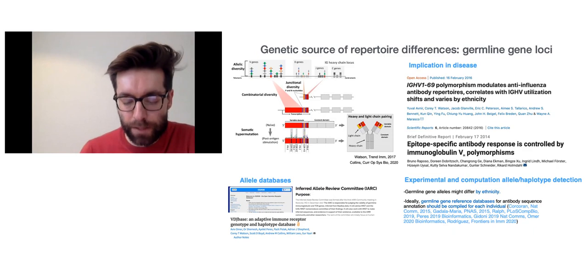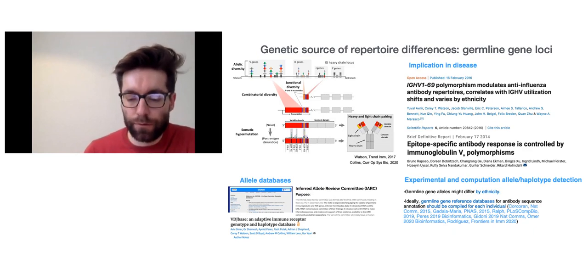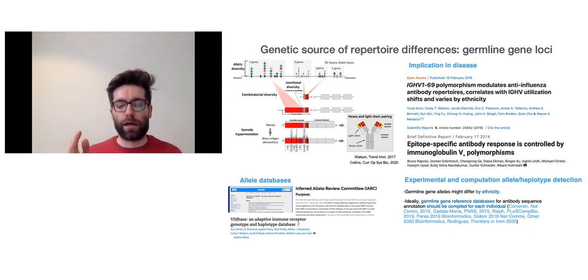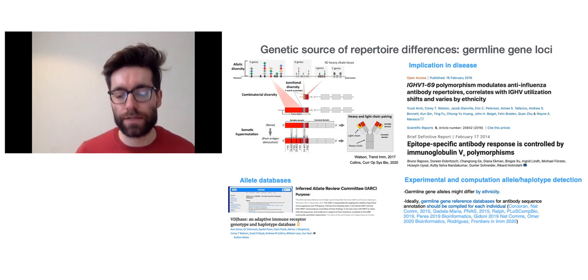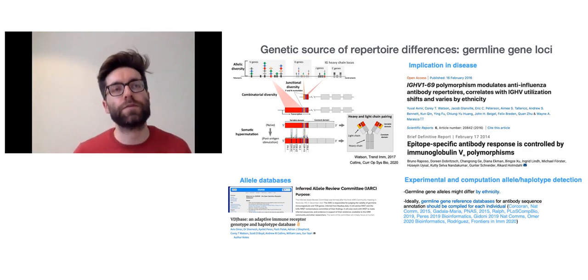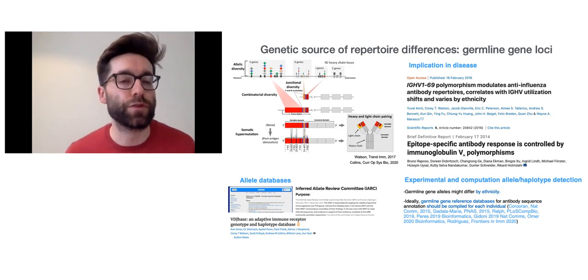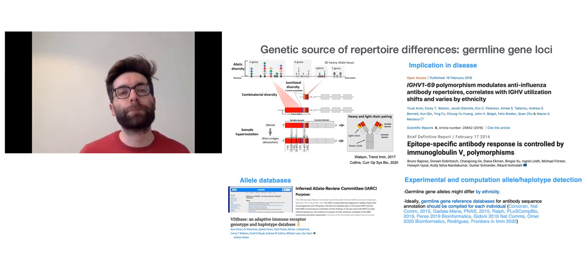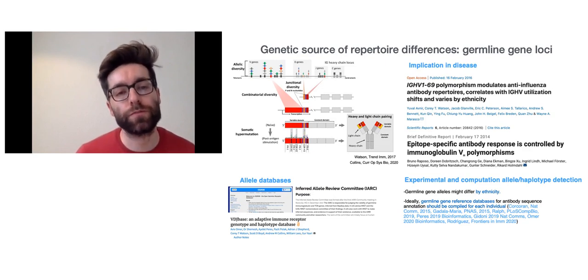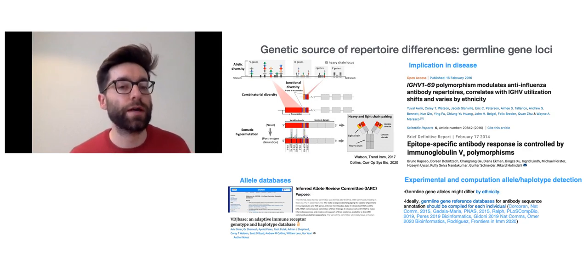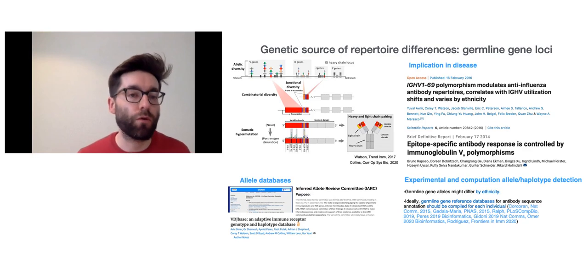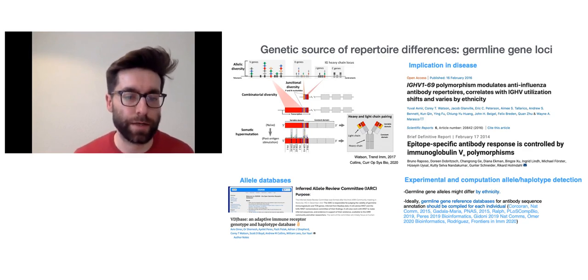Because if you, for example, look at somatic hypermutation, the assigning of the mutation count is always with respect to a reference germline gene data set. If you don't take into account these polymorphisms, then for example, your mutation count might be off, or even your clonal family assignment might be off also. So that's something to keep in mind.